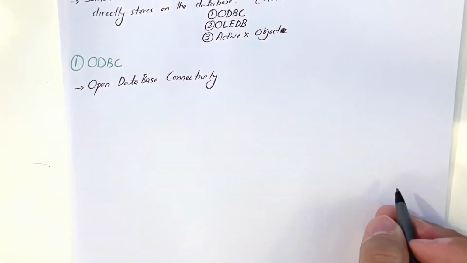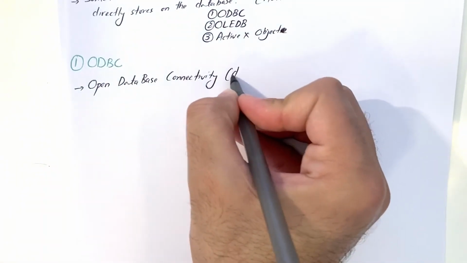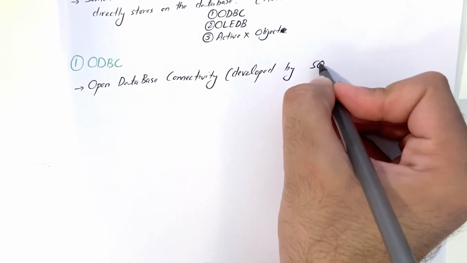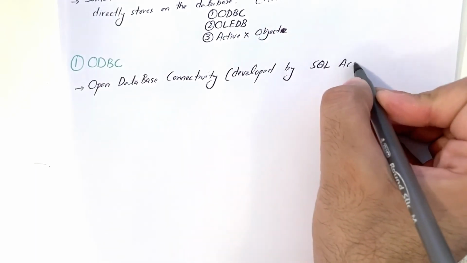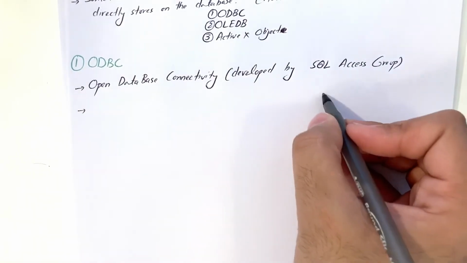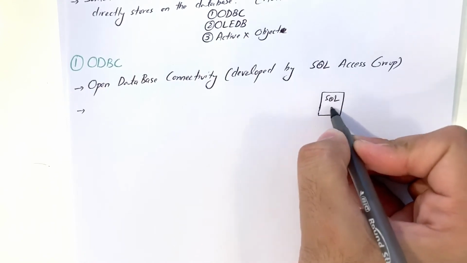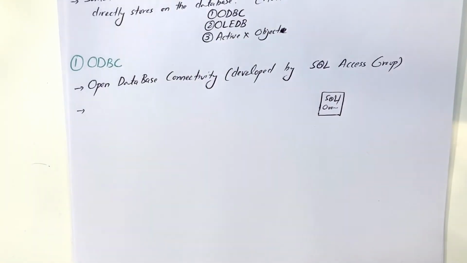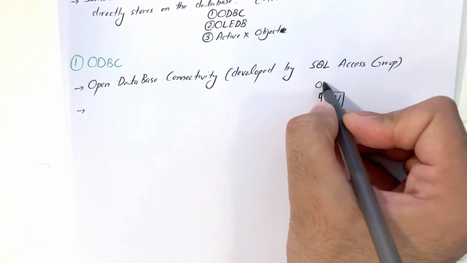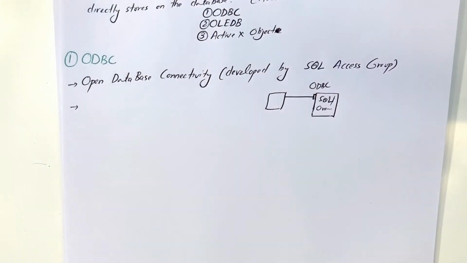So this particular technology or method, whatever you want to name it, was developed by SQL Access Group. And basically, let's say this is your database. Let's say this is your SQL database or Oracle or Maria, whatever the database is. It offers an interface called the ODBC interface, a straight interface which you can connect with the web application.